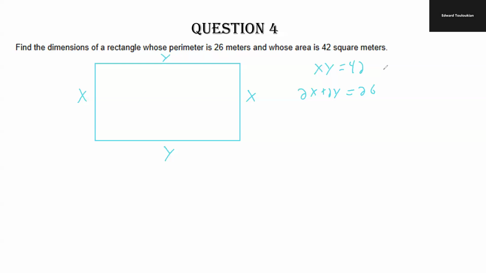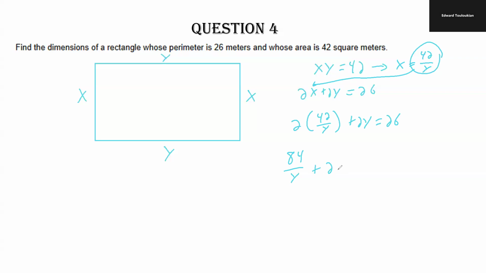Let's say for this top one, we could say X is equal to 42 divided by Y. And then I can plug that into here. So 2 times 42 over Y plus 2Y equals 26. And so I basically did a substitution where I plugged that one into this equation. This gives me 84 over Y plus 2Y. And I'll go ahead and put minus 26 equals 0. So I move that over.